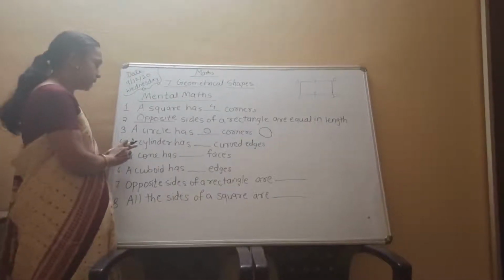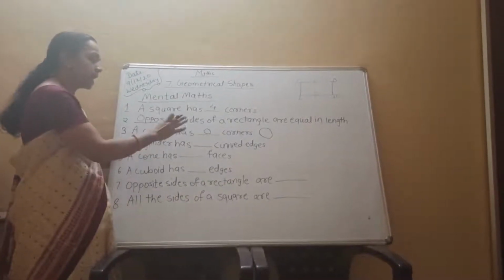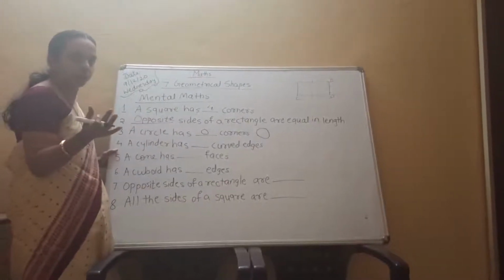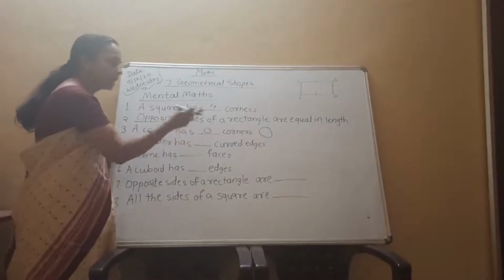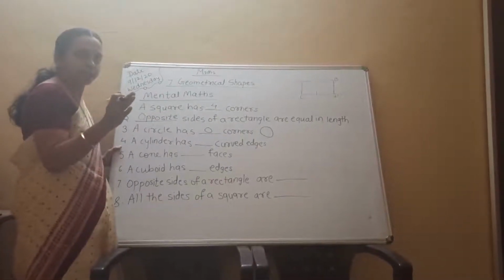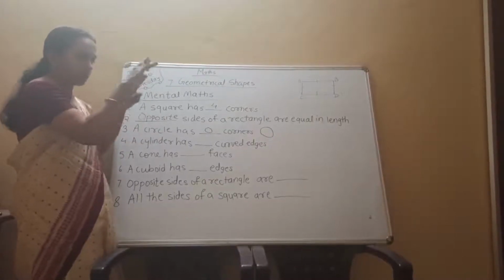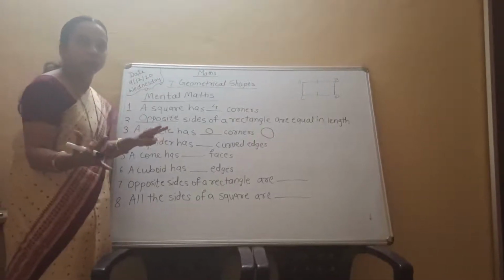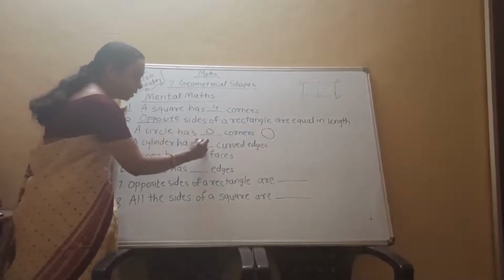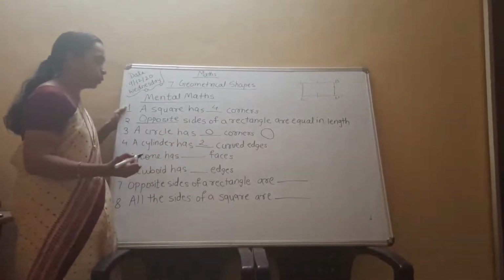Okay. So fourth example is a cylinder has dash curved edges. Cylinder, our gas cylinder, you know very well. So how many curved edges are there? There are total 2 curved edges, that upper side and that lower side. These are the 2 curved edges. So you write down here answer 2.